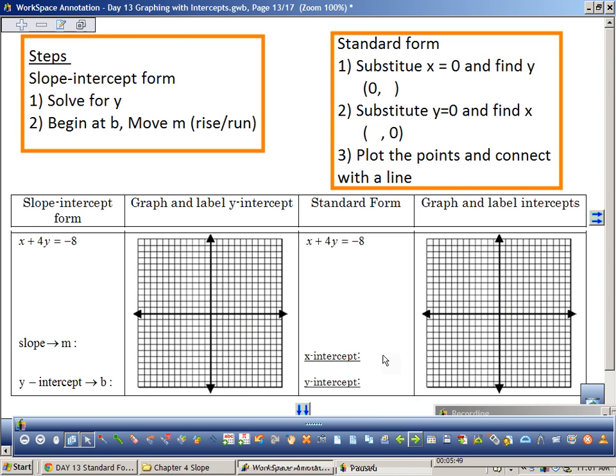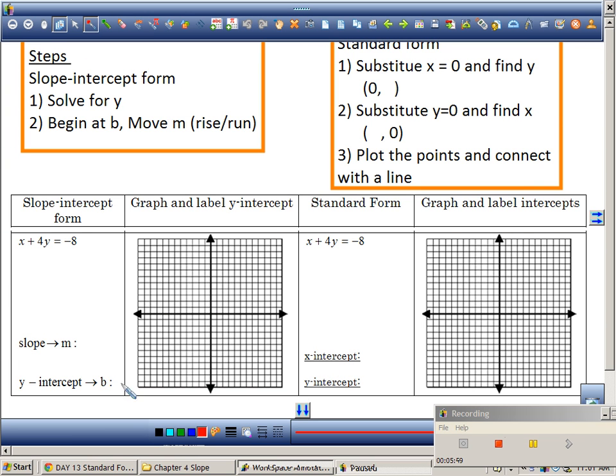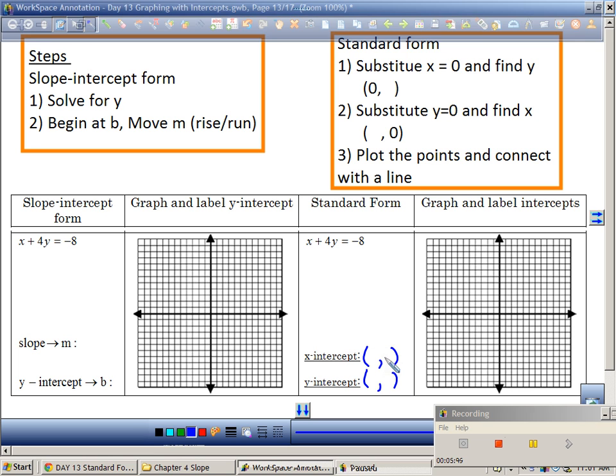Let's try another one. x plus 4y equals -8. So, let's see. I'm going to start on the right side again. Sound good? So, what do these have in common? They both have a 0. The x-intercept has a 0 at y. Yes. The y-intercept always has a 0 at x.